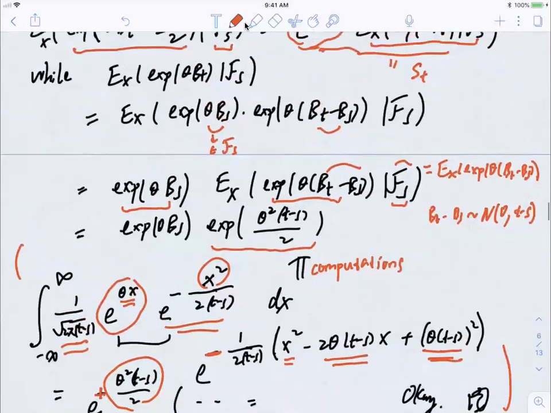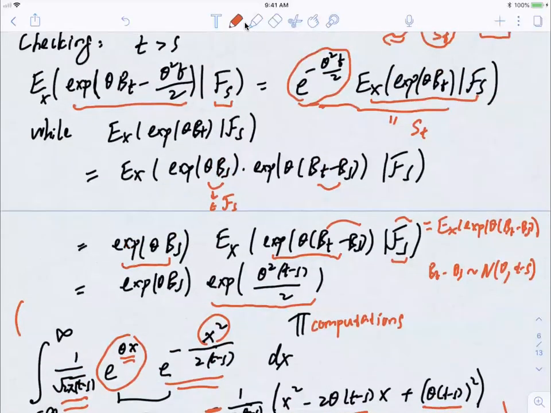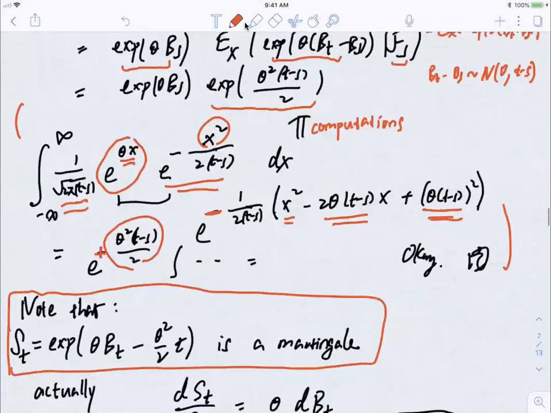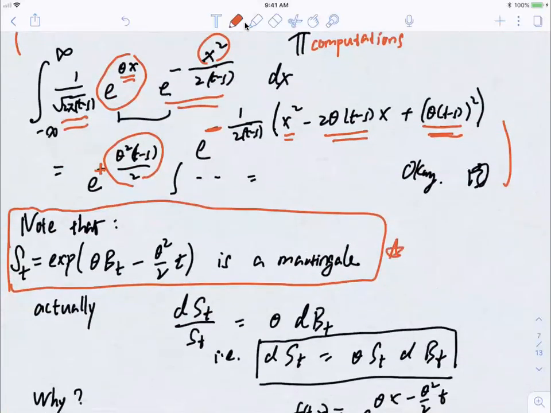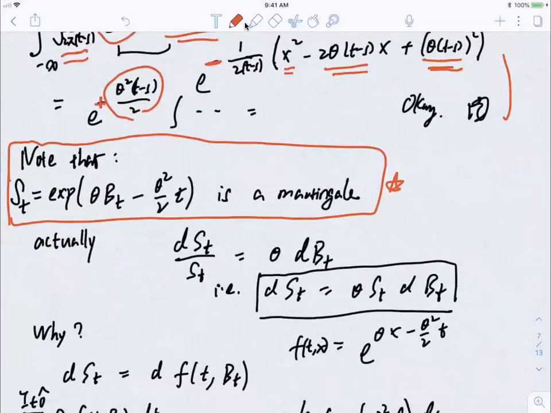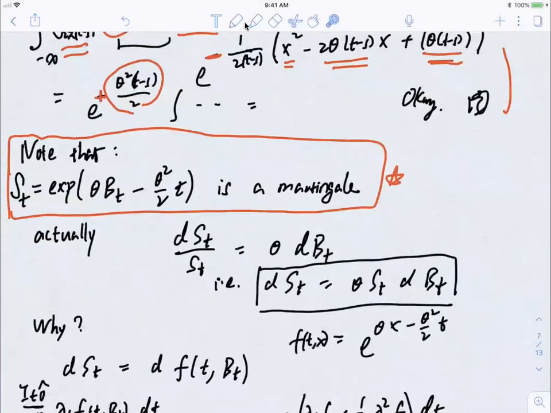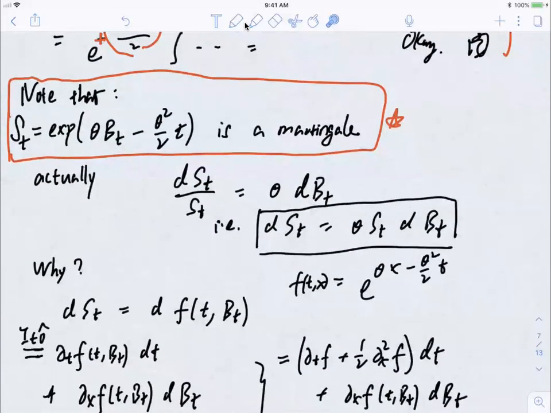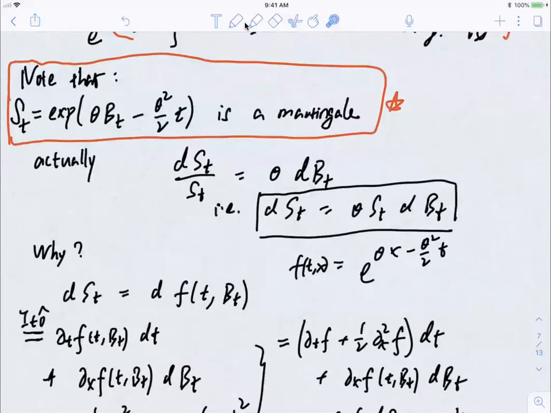So if you compare, if you multiply the factor e to the minus theta squared back, you just get that this is a martingale. Okay, this is the conclusion: S_t here is a martingale. As I said, if you take the relative change, you just get this.